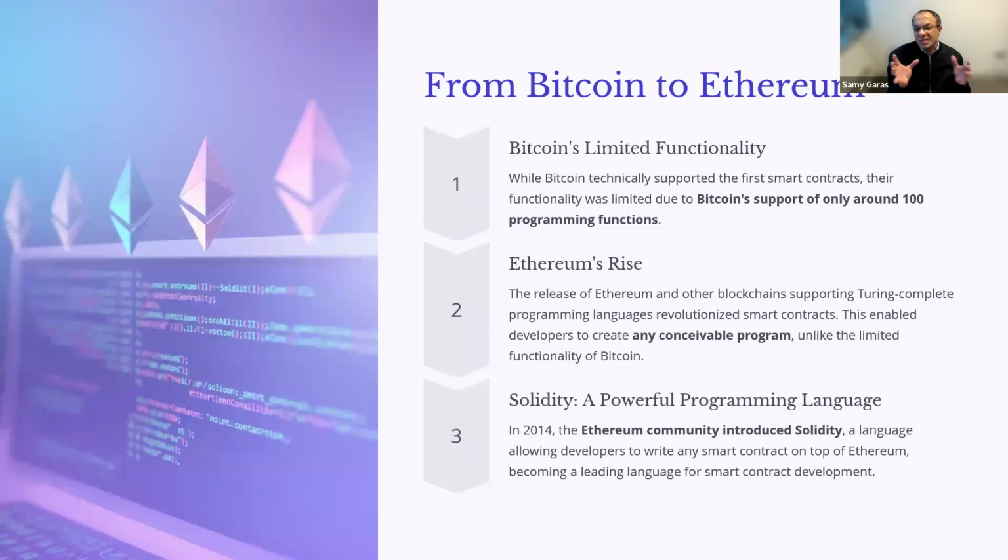But the bad thing, I don't think it's bad, but a limitation: Bitcoin supports only 100 programming functions. One of the functions is, like I say, print. When I say print, it's a function used in a programming language. Bitcoin came with 100 functions, but Ethereum came later on, I think in 2014, with support for any conceivable program. And this was much broader than Bitcoin.